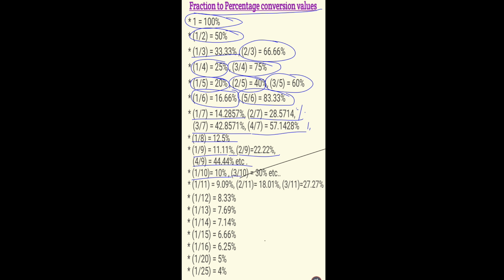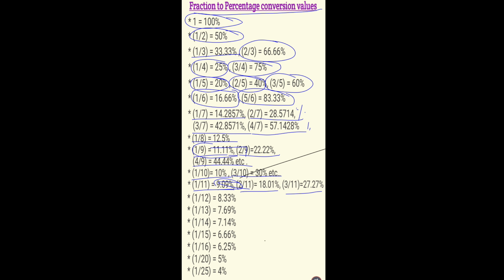Like that, 3 by 10 means 30%. 5 by 10 means 50%. 6 by 10 means 60%. 1 by 11 means 9.09%. 2 by 11 is equal to 18.18%. 3 by 11 is 27.27%. Here you can observe that for the multiples of the fraction 1 by 11, the percentage will be the multiples of 9. For the fraction 1 by 9, the percentage will be the multiples of 11. For the fraction 1 by 11, the percentage will be the multiples of 9.